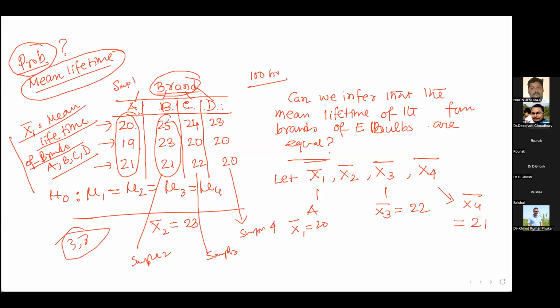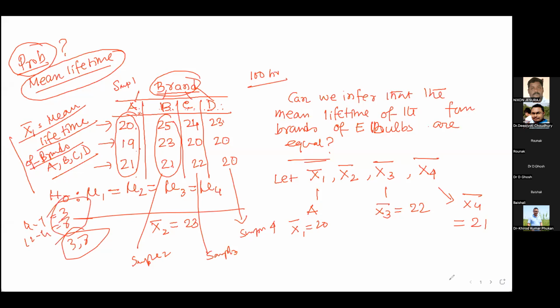I repeat here. How many samples are available? The number of samples available is 1, 2, 3, 4. Number of samples minus 1, so 4 minus 1 is equal to 3. And how many such observation values are there? 1, 2, 3, 4, 5, 6, 7, 8, 9, 10, 11, 12. 12 minus how many brands or samples? 4. That means 12 minus 4 is equal to 8.